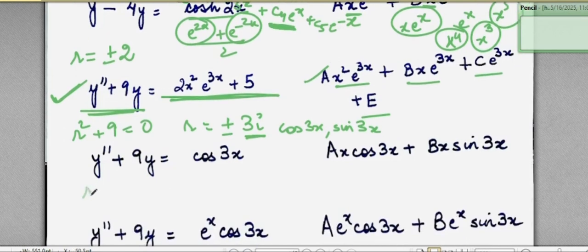But if you look at r squared plus 9 equal to 0, and here now cos 3x is coming. So now it is affected with multiplicity 1 because this complex pair has multiplicity 1.